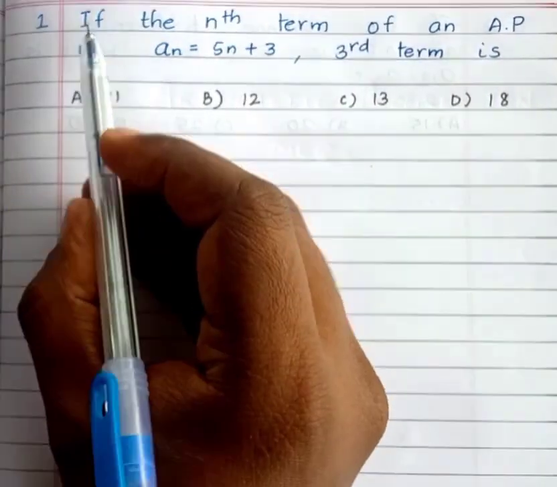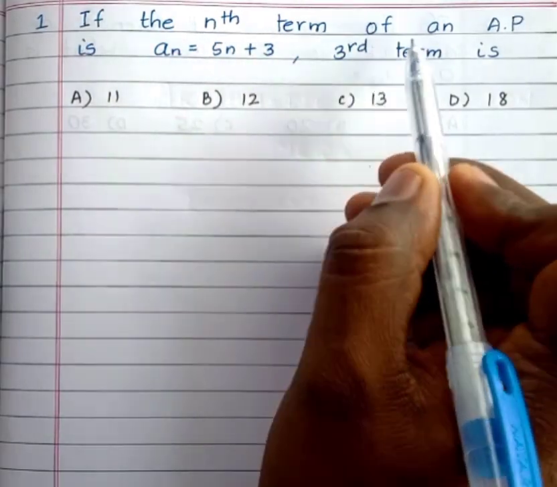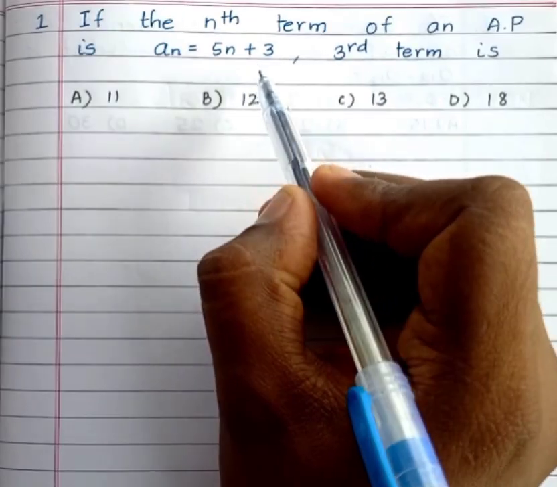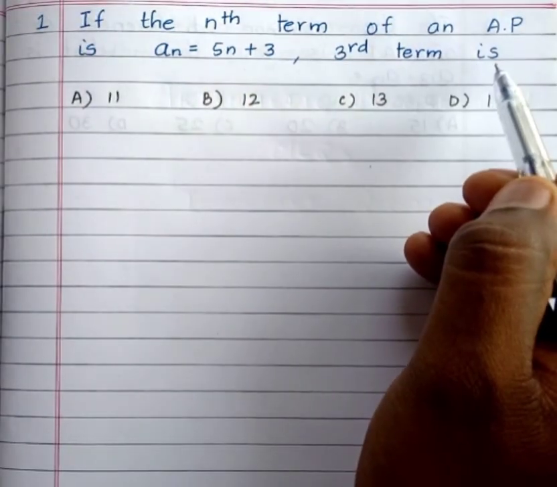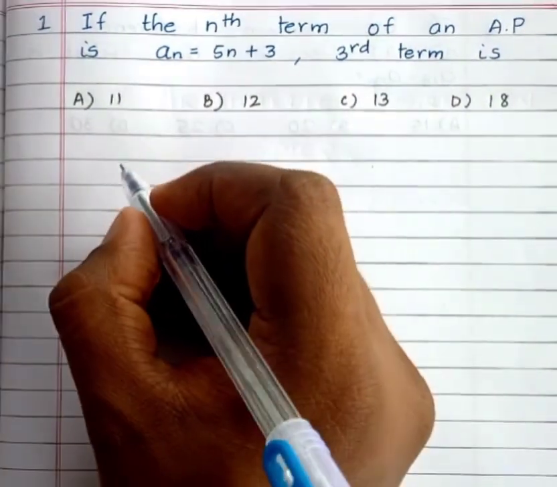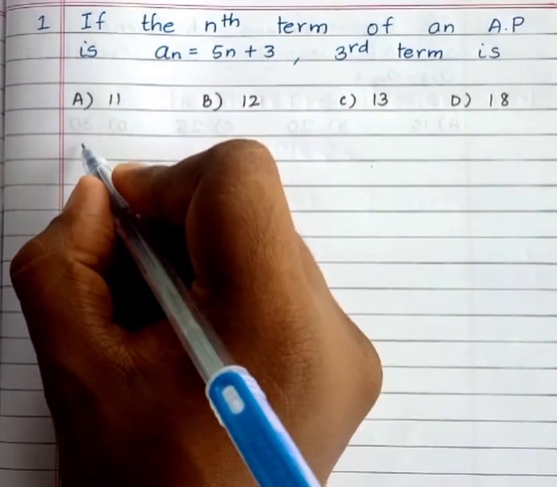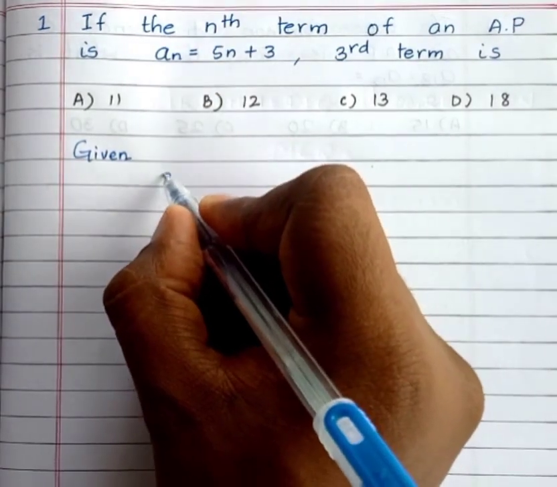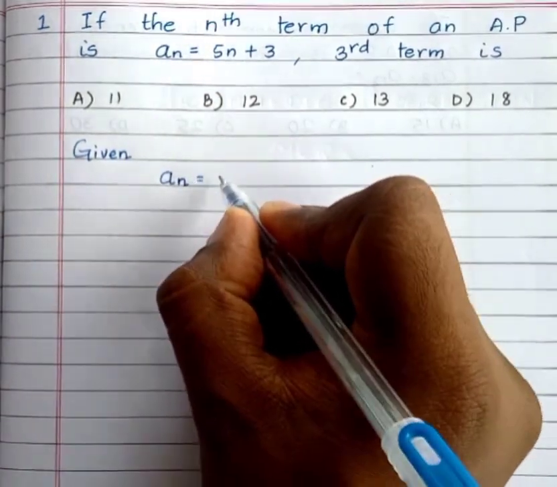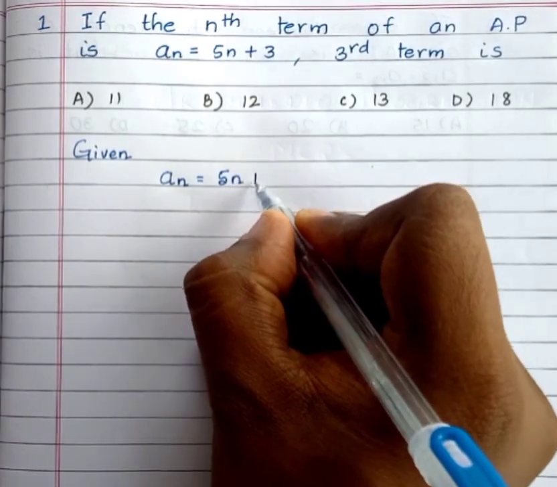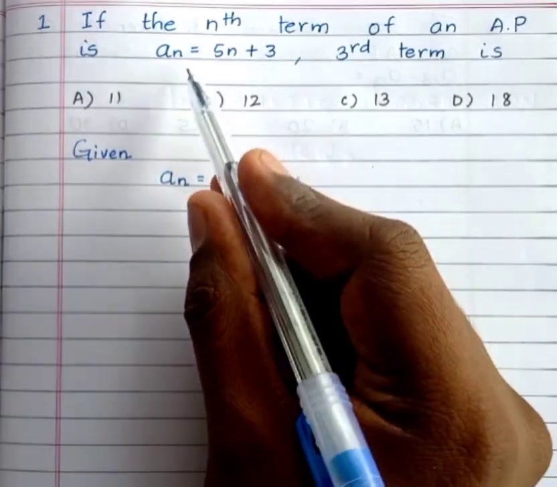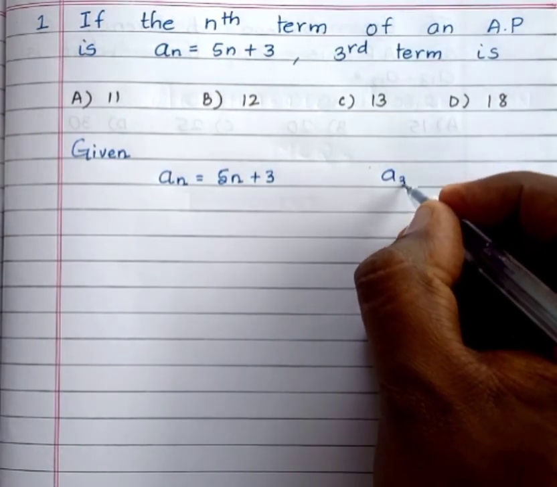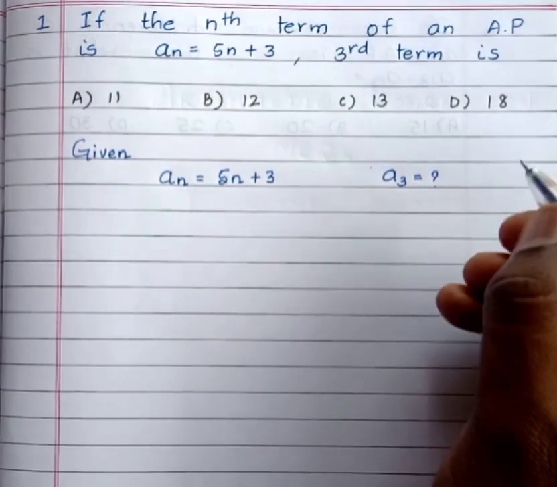First question. If the nth term of an AP is given by an equals 5n plus 3, then the third term is. Students, first step, write down the given nth term. The given nth term is an equals 5n plus 3. So, we need to find out third term.